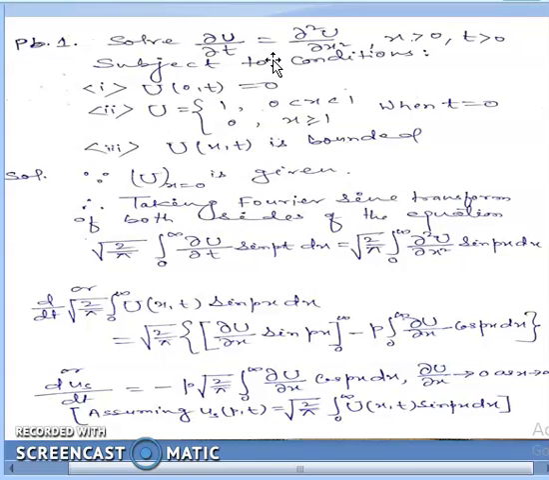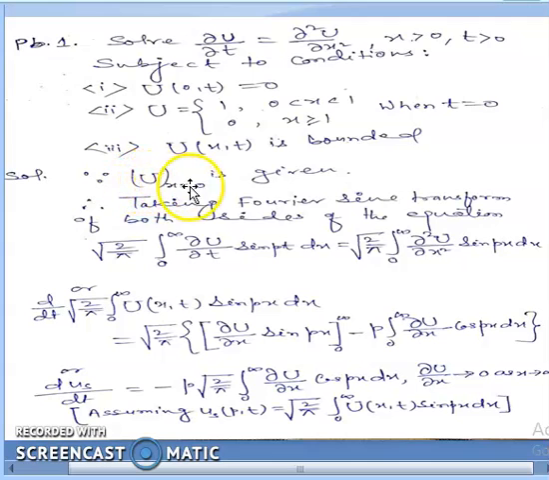Fourier transform. The problem is: solve ∂u/∂t = ∂²u/∂x², when x > 0, t > 0, subject to the conditions u(0,t) = 0, and the second condition u(x,0) = 1 when 0 < x < 1, and 0 when x ≥ 1, and the third condition is u(x,t) is bounded.